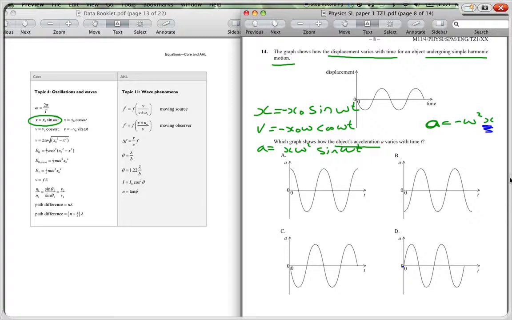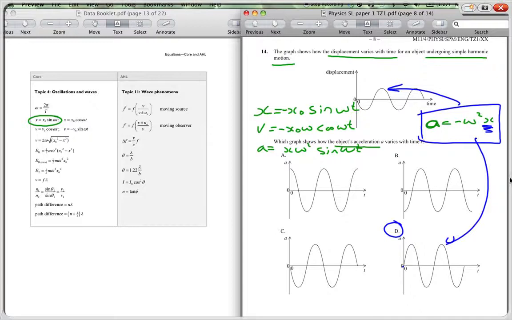This one is in the same direction. This one is actually an inverse proportion situation. So it's got to be D. This corresponds to that sort of relationship between the two. If you need further help with that, please come and talk to me about that.